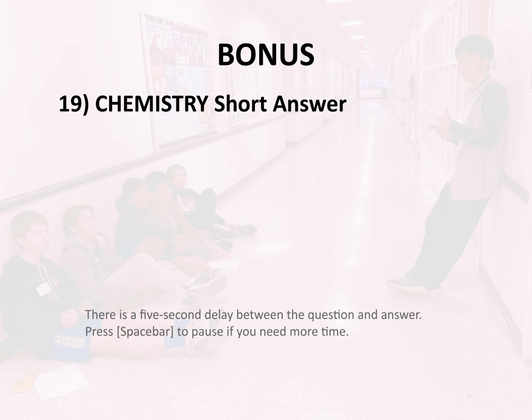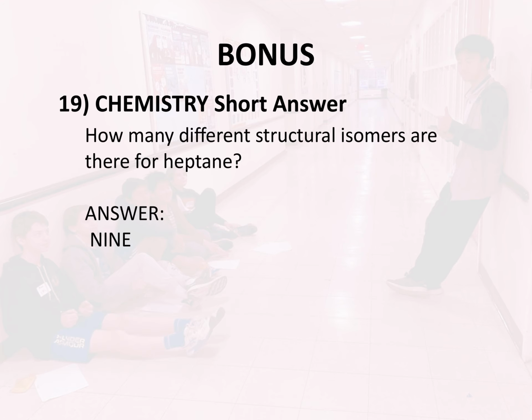Bonus, 19. Chemistry. Short answer. How many different structural isomers are there for heptane? Answer. 9.